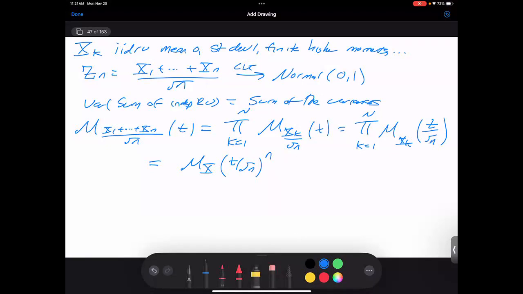And the idea is to show that this is converging to the moment generating function of the Gaussian. And now what you would love to do is to say, if two functions have the same moment generating function, what must be true? They must be the same.